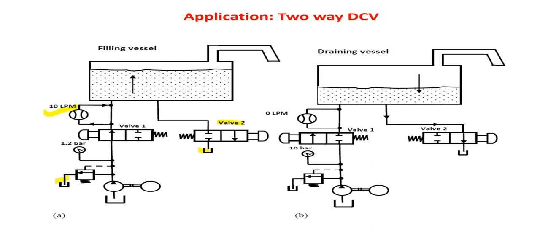In another position you can see that when valve 1 returns to its normal position, and valve 2 is actuated, you can drain the fluid which is there in the tank. So this is a simple application of a two-way direction control valve.